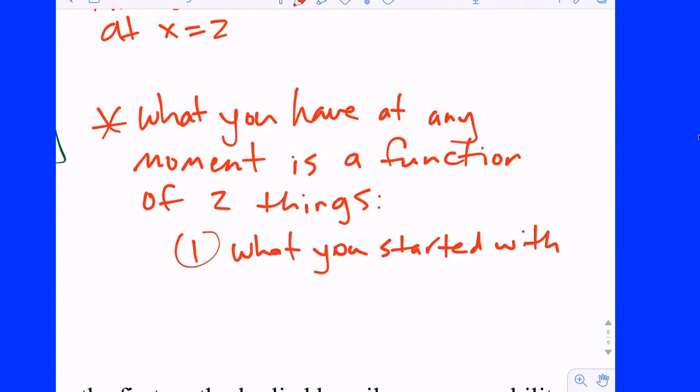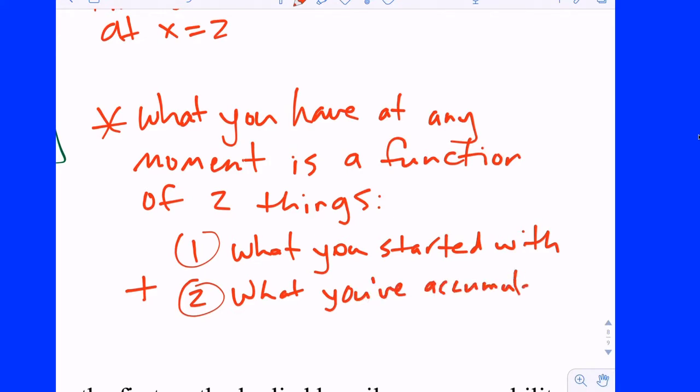What you have right now. And you could, again, depend upon the starting time, it varies. Plus, number two, what you've accumulated, net accumulated, since that time. It doesn't matter what you're accumulating, okay? Like you're talking about money. Like yesterday, I started with $5. And since then, I have accumulated negative $3. Right now, I have 5 plus negative 3, $2.